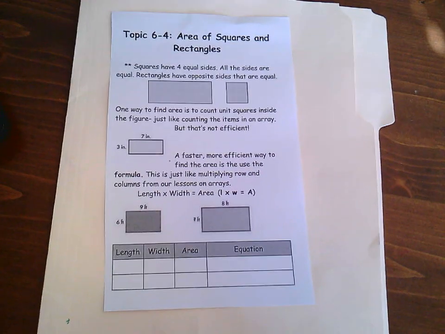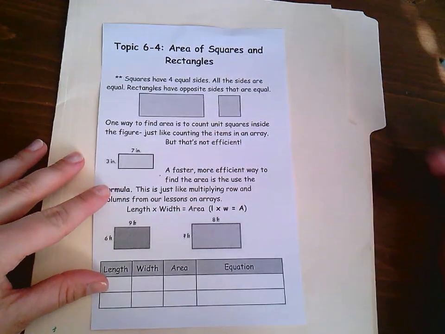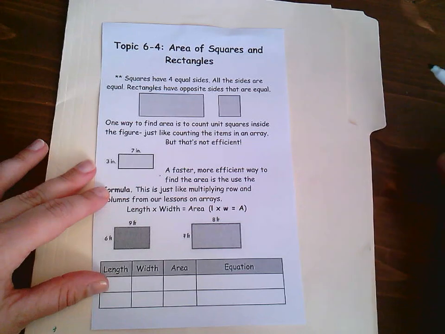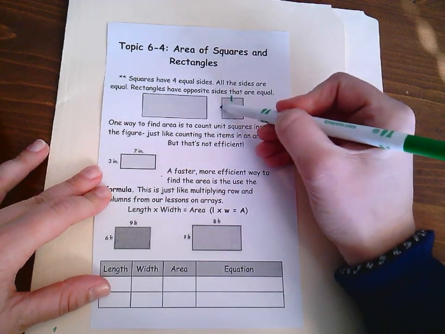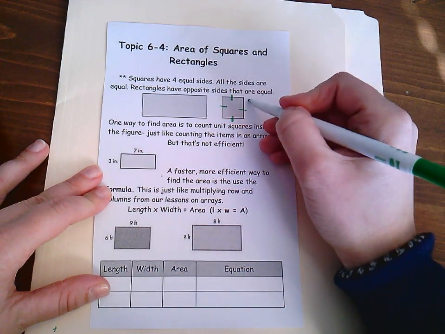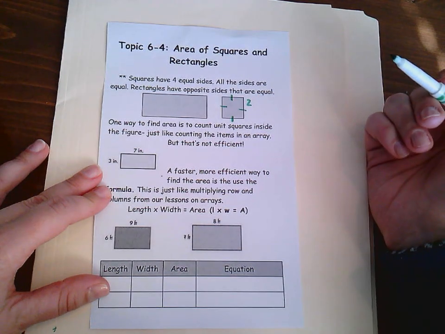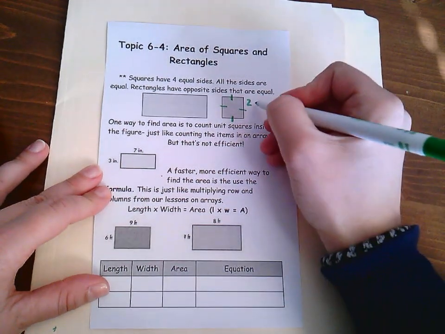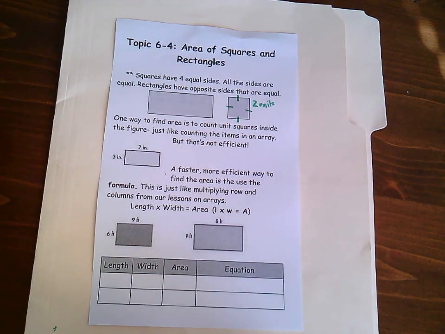Okay, so topic 6-4, the area of squares and rectangles. Before we begin, there's just a couple of things that we must know about squares and rectangles. So the first thing that we need to know is squares have 4 equal sides. All of the sides are the same length. So if I tell you that this side is 2, you'll know that all 4 sides of this square are 2 units. And if we're using standard units, I could say it's 2 inches, 2 feet, 2 miles, whatever it may be.